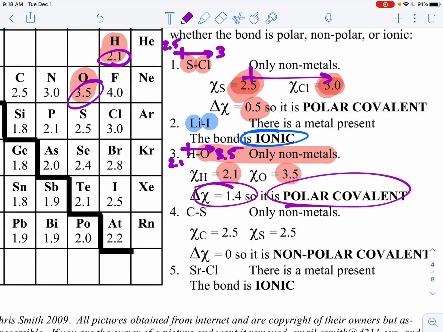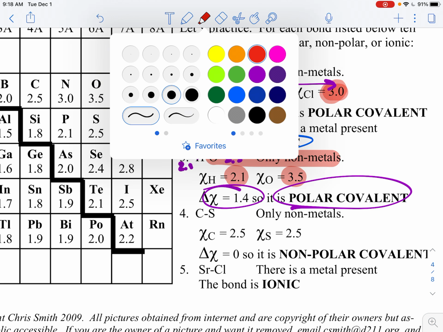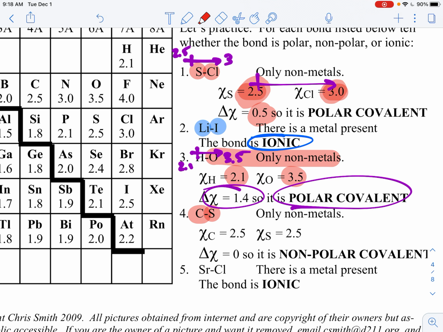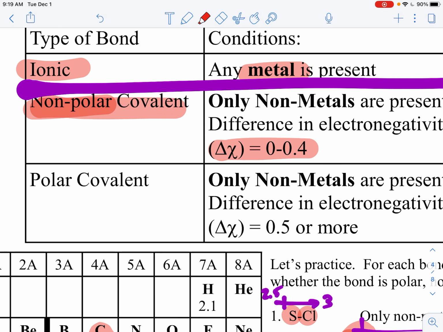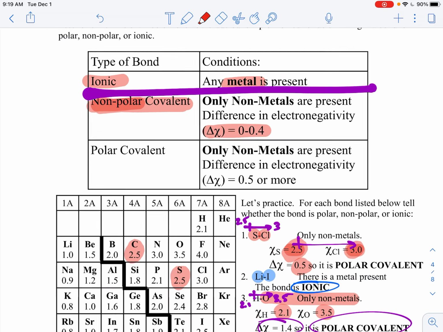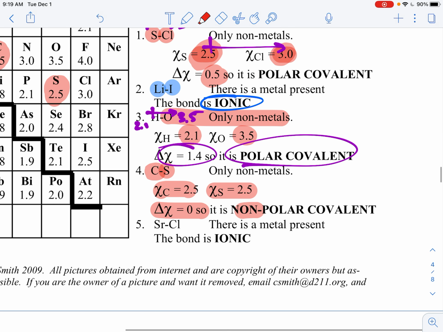All right, a couple more, then we'll move on. This one here is carbon and sulfur. Here's carbon and here's sulfur. They're each at 2.5. So if I subtract 2.5 from 2.5, I get a value of 0. And remember, if the difference is anywhere between 0 and 0.4, then it's considered to be a non-polar covalent bond. And for a non-polar covalent bond, I don't even bother to draw an arrow. So that one is non-polar covalent.